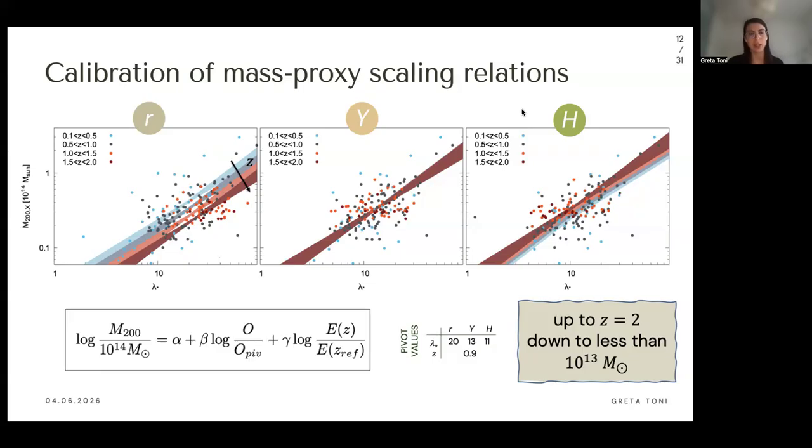Let me highlight it once more. And we found out that, for example, the Y band and the H band, so the near infrared bands, seem to be more stable with respect to redshift evolution for what concerns the scaling relation between mass and mass proxies.